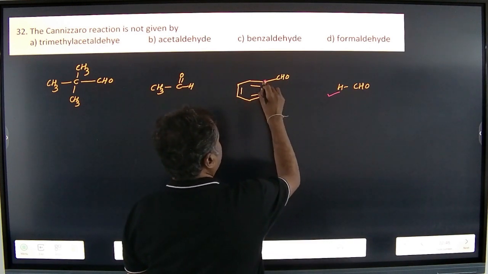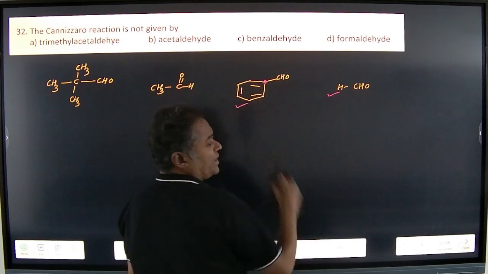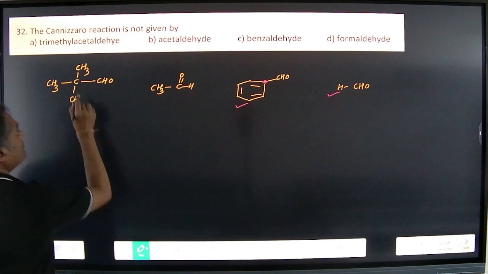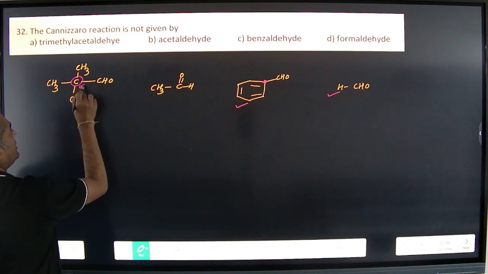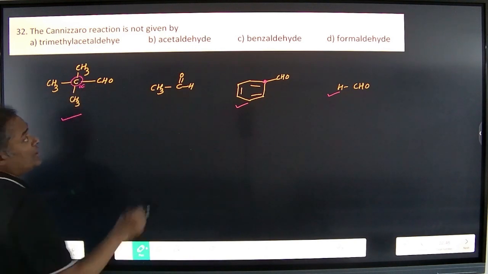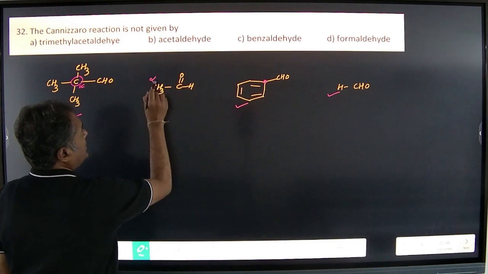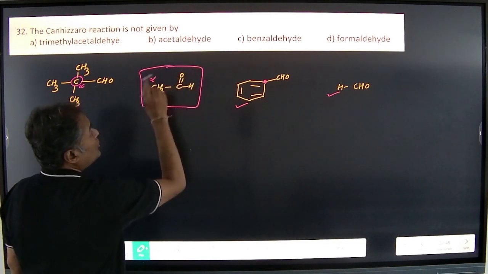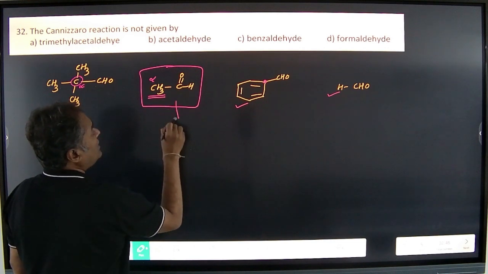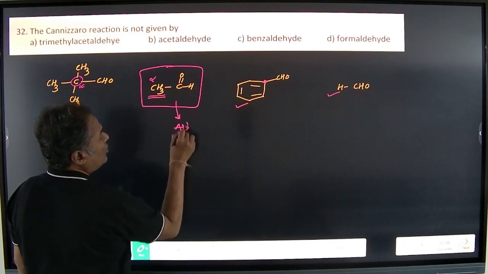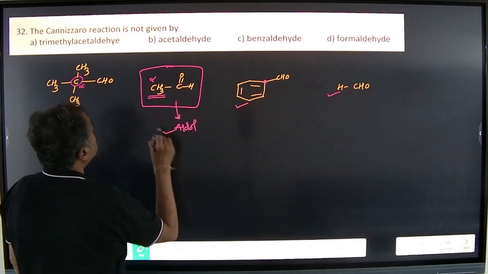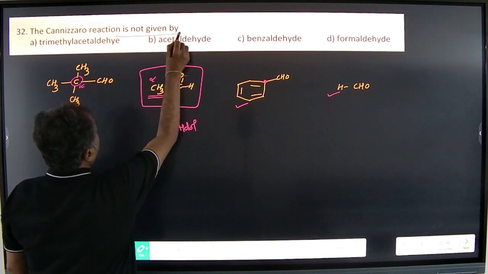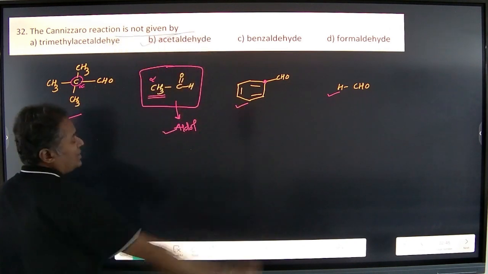Even aromatic aldehydes do not contain alpha, so this also will show Cannizzaro. Even this compound, if you check, there is an alpha carbon without any H, so this also can show Cannizzaro. If you check, this contains alpha hydrogen, that means this compound is the one which will not show Cannizzaro, but it can show aldol condensation, correct? So they asked for not given. So your correct answer is B. I hope this is clear.